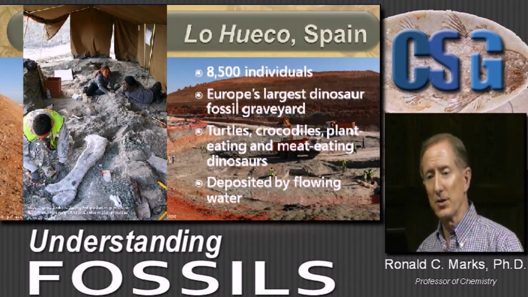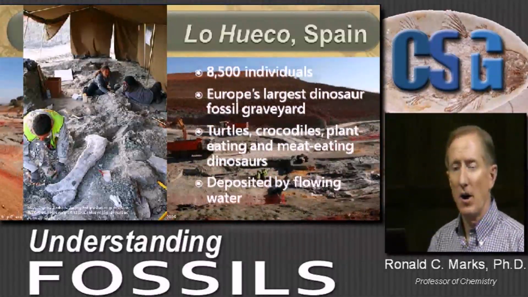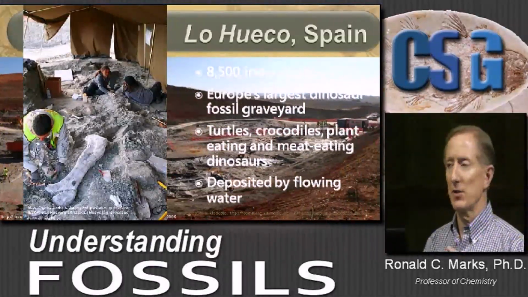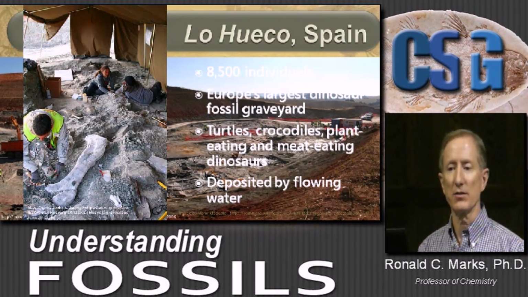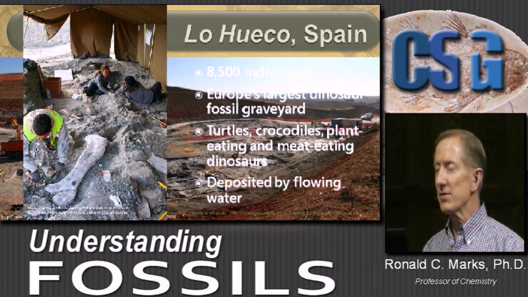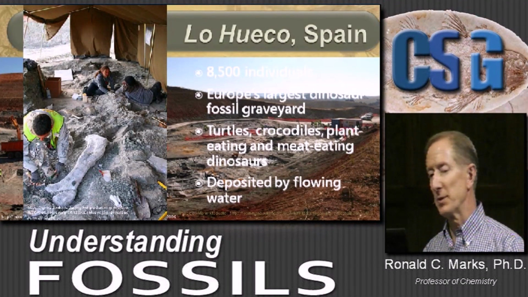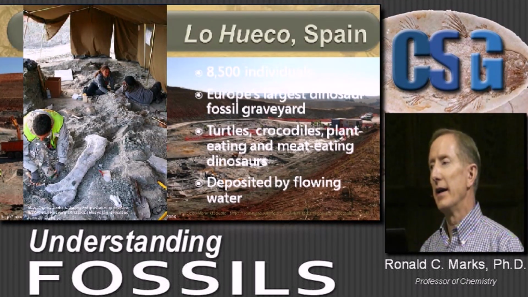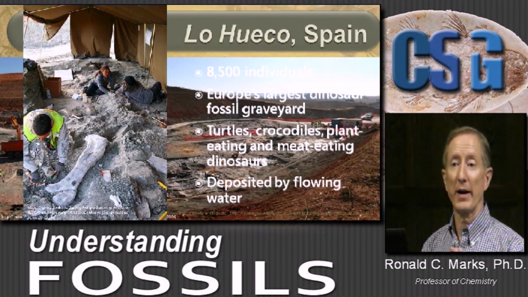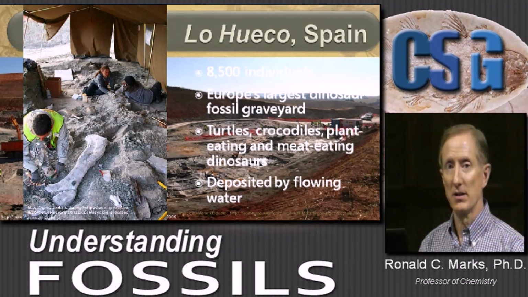And then finally, the last one I'll show you is from Vallejo, Spain. Already they found over 8,000, almost 9,000 distinct individuals in this. Turtles, crocodiles. It's considered the largest fossil graveyard in Spain, possibly even in Europe. And according to evolution, every animal in here was deposited there by a flowing event, some type of flowing water. Catastrophe. So fossils are clear evidence of catastrophe, and this catastrophe was not localized, it was global.